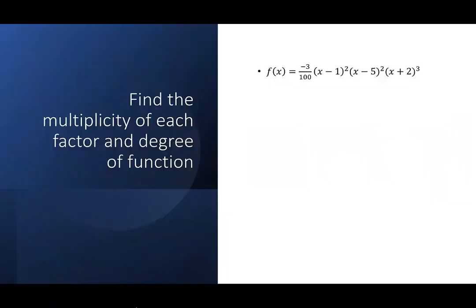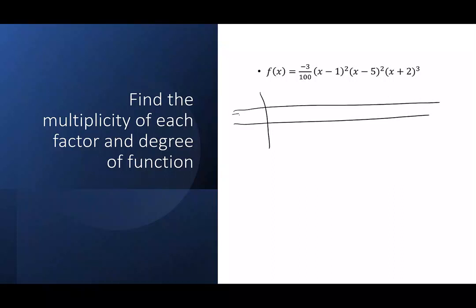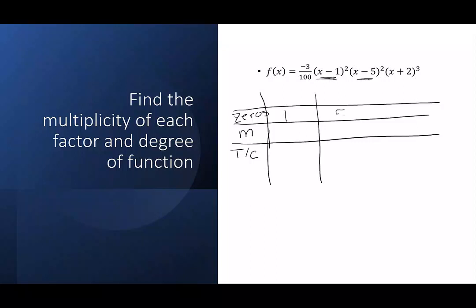Let's try a second one of those. I have f of x is negative 3 over 100 times x minus 1 squared, x minus 5 squared, and x plus 2 cubed. My first thing I want to do is make my little chart. So I'm going to have zeros. I'll have multiplicities, and then I'll say if it touches or crosses. So my first 0 is at 1, my second 0 is at 5, and my last one is at negative 2. The multiplicities this time are 2, 2, 3.